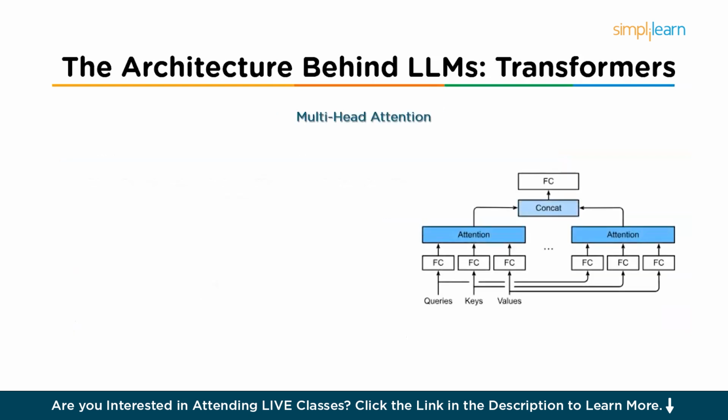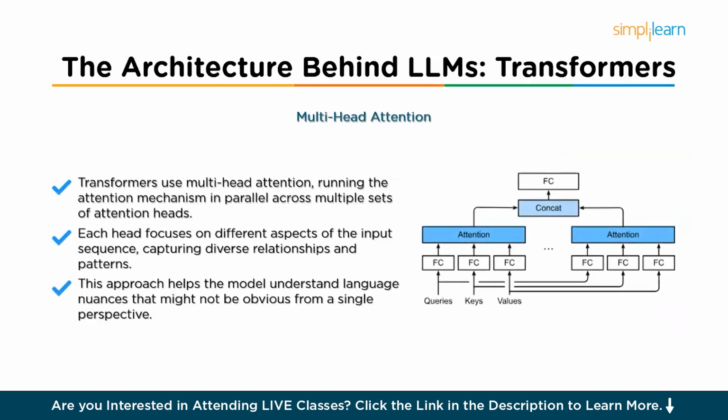Next, we have multi-head attention. This also we had discussed before. Transformers use multi-head attention, where the attention mechanism runs in parallel across multiple sets of attention heads. Each head learns to focus on different aspects of the input sequence, which helps the model capture diverse relationships and patterns within the data.